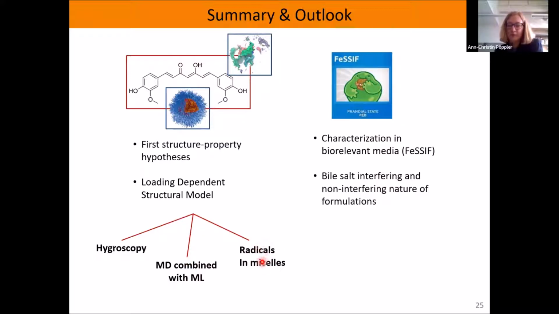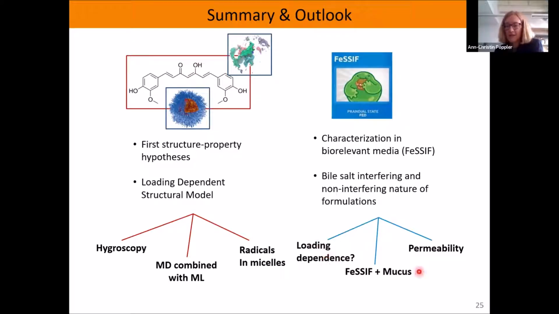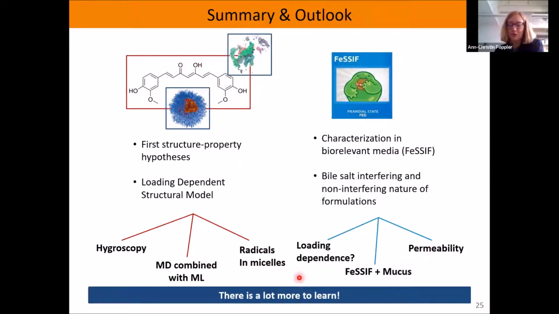And we have also done a first experiment where we tried to encapsulate radicals into the micelles. And now on this side, with the biorelevant media, we have indications that there's also a loading-dependent aggregation behavior. I already mentioned that we are, with the pharmacy department, interested in combining FeSSIF with the mucus. And then of course, another step would be to put in the permeability. And there is so much more to learn that we are really excited to have a look at.